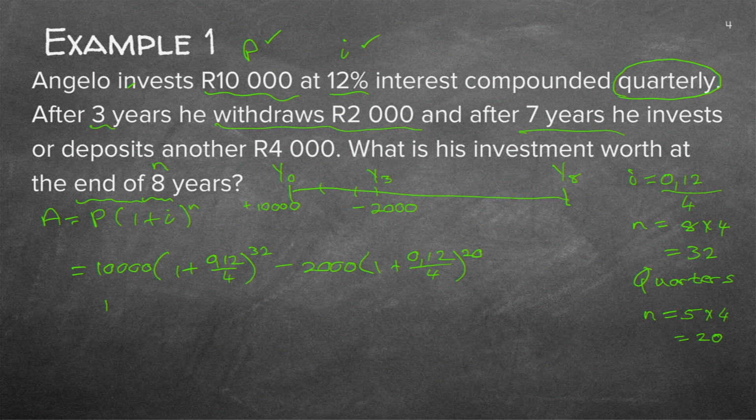After 7 years, he invests again. So plus another 4,000 rand. So there's my 4,000 rand. Now, be very careful. Is it now 7 years after the withdrawal or 7 years after he started? Let's just read it again. After 7 years. They didn't say after 7 years after the withdrawal. They just said after 7 years. So since he started, after 7 years. So there at year 7, he adds another 4,000 rand.